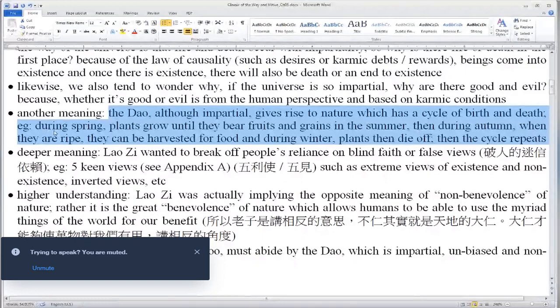For example, during spring, as we are in now, the plants will grow. Flowers will come out, plants will grow, leaves will come out until they bear fruits and grains in the summer. Then during autumn, when they are ripe, they can be harvested for food, and then during winter, the plants die off. Then the cycle repeats again: spring, summer, autumn, winter, again and again, non-stop.